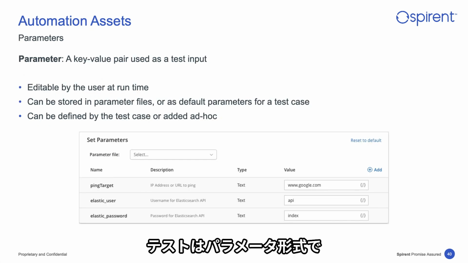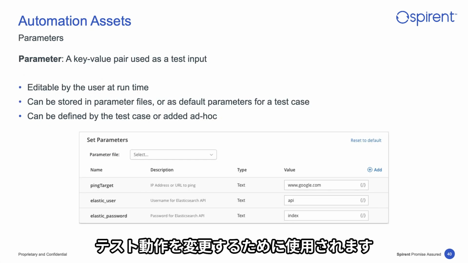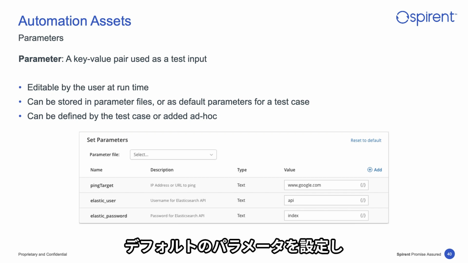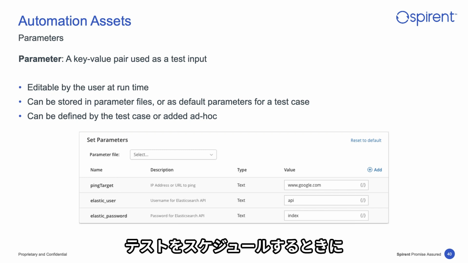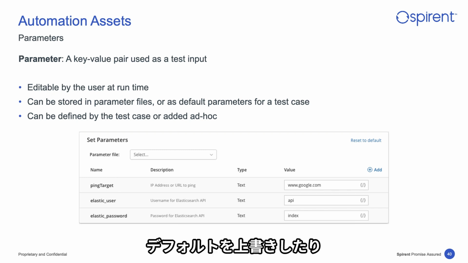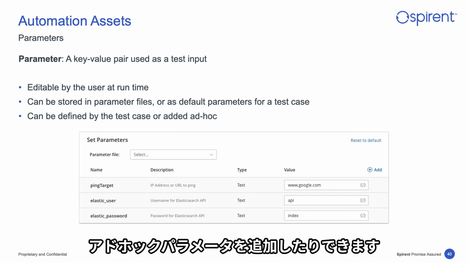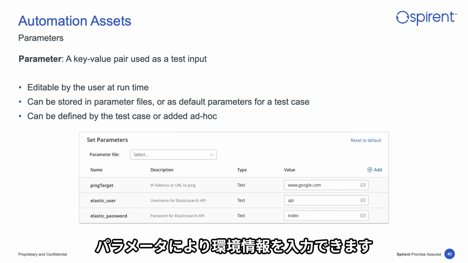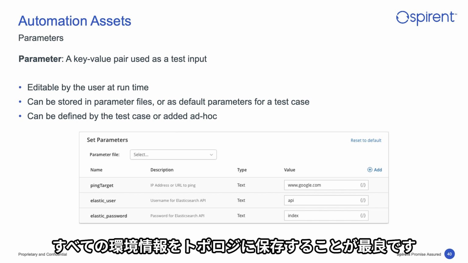Tests also accept input in the form of parameters. These may be used to alter how the test behaves. You can set default parameters and use parameter files. Defaults can be overridden when scheduling the test, and ad hoc parameters can be added. You can use parameters to input environment info, but most of the time, it's best practice to store all environment information in the topology.